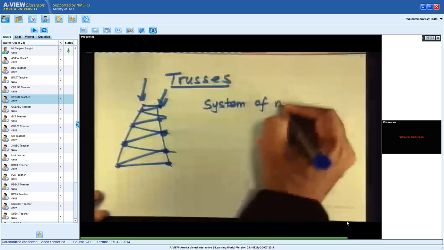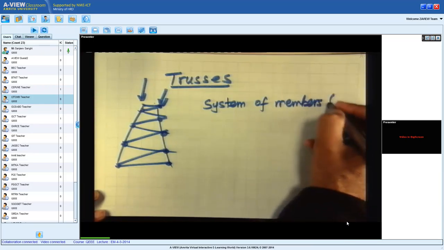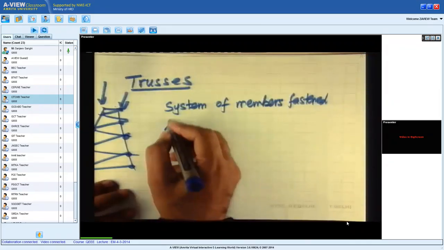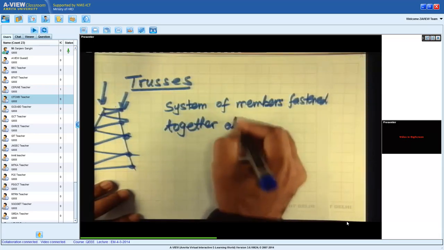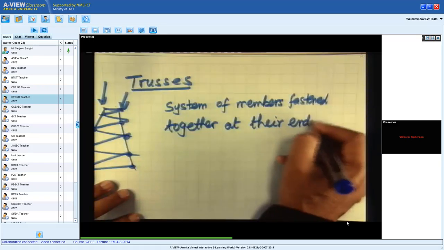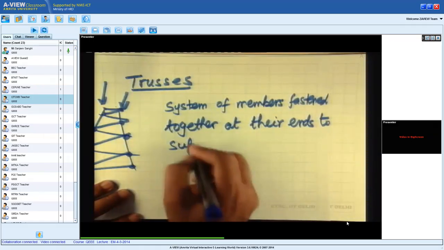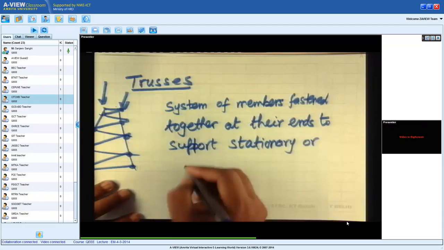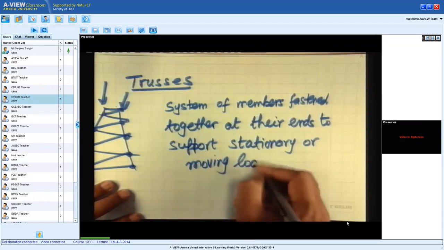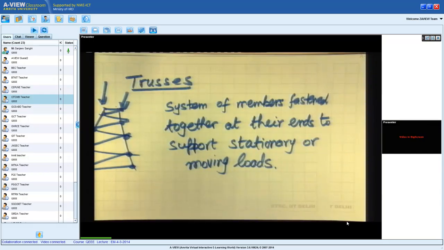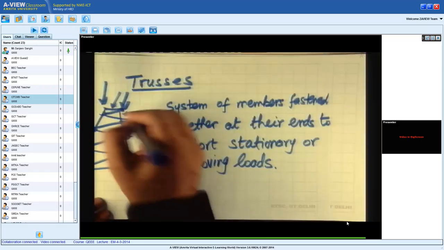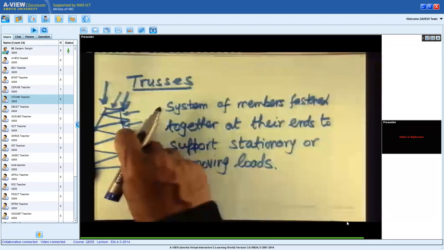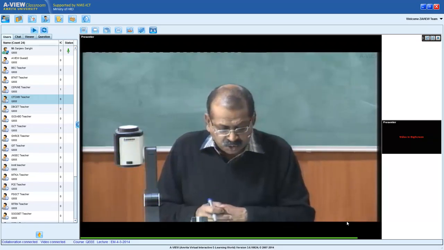A truss is a system of members which are fastened together at their ends to support stationary or moving loads. So we have a lot of members. For example, here, each of these straight lines is a member, and they are fastened together at the ends. In a truss, normally the members are fastened only at the ends.